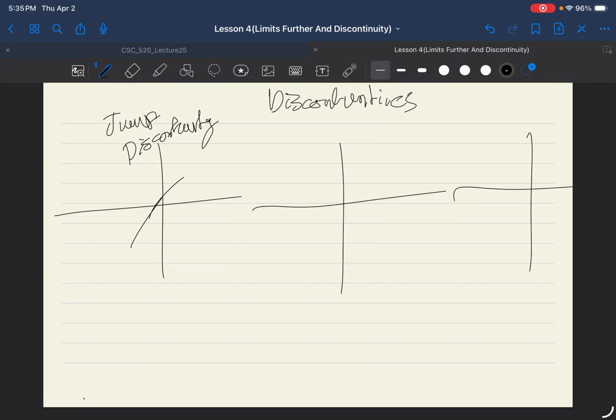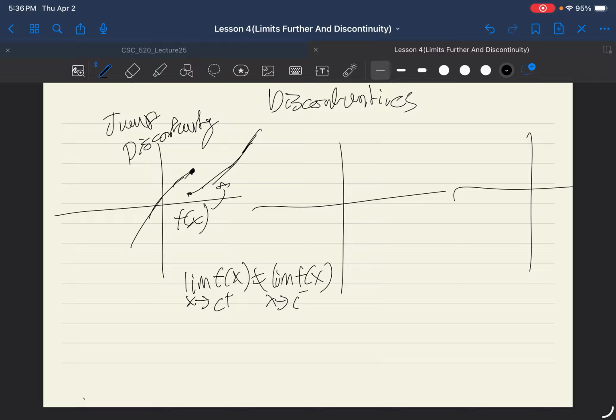So take this, and then that. You see this point here? The limit from the right is not equal to the limit from the left. So the limit from the right of f of x, we're just going to call this function f of x, is not equal to the limit from the left of f of x. And that's what causes that issue.